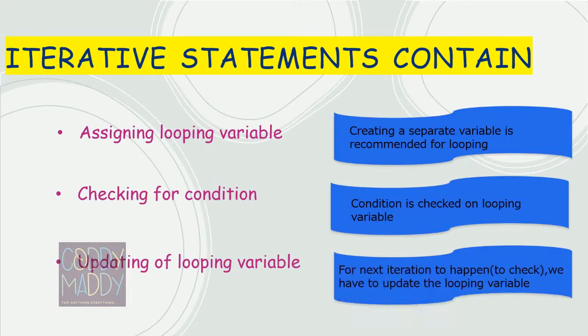This happens because we have to terminate the condition at one point of time. In order to do that, we have to make changes in our looping variable, because the looping variable is what is checked to decide whether the iteration happens or not. That is the condition that we give. This updation can be anything: we can perform addition, subtraction, multiplication, division, and even bitwise operations.